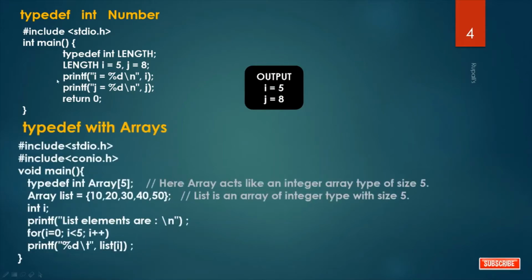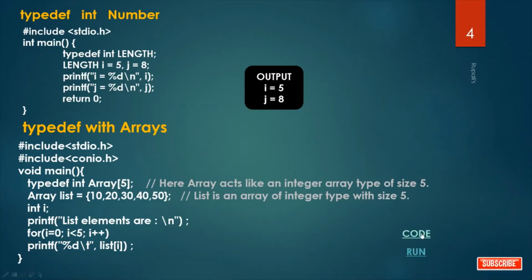See another example, typedef with arrays. Here I write typedef int array 5. Here array acts like an integer array, and the size of the array is 5. So when I write array list, initialized by the values 10, 20, 30, 40, 50, it means list is an array of integer type with size 5. Now by executing the for loop, I want to print the values of this array. Then it will print 10, 20, 30, 40, 50.